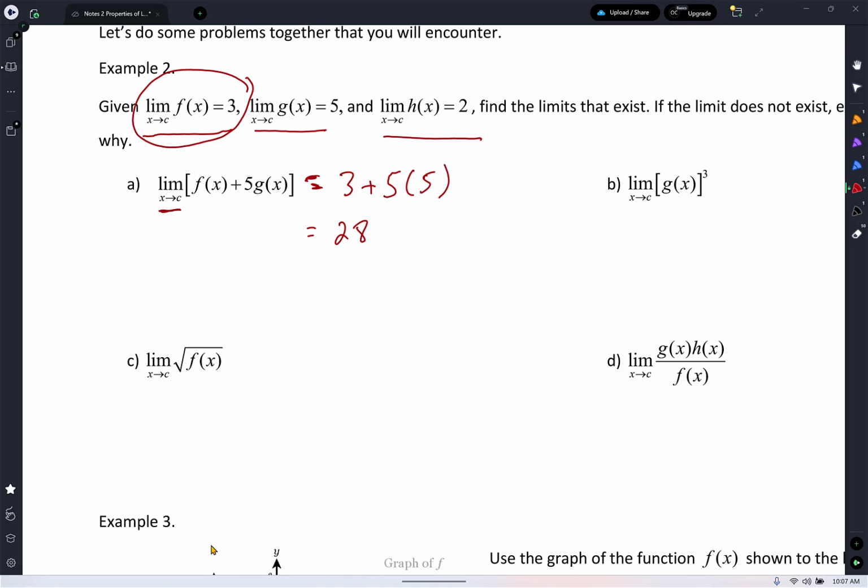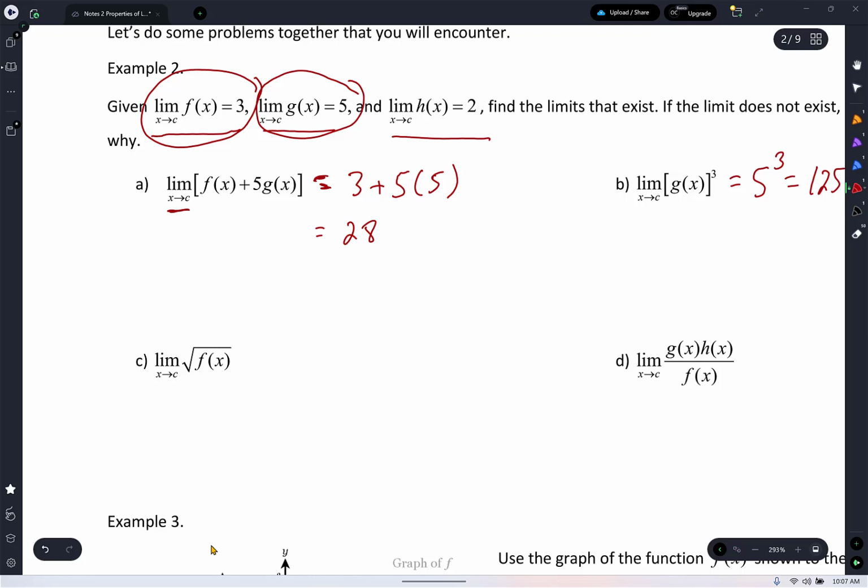Limit as x approaches C for g of x, and I'm cubing it. So if I approach C for g of x, that is 5. And do we know what 5 to the third power is? 5 times 5 is 25, and 25 times 5 is 125. Now I was freaking out already. 25 times 25 times 25. So we're good.